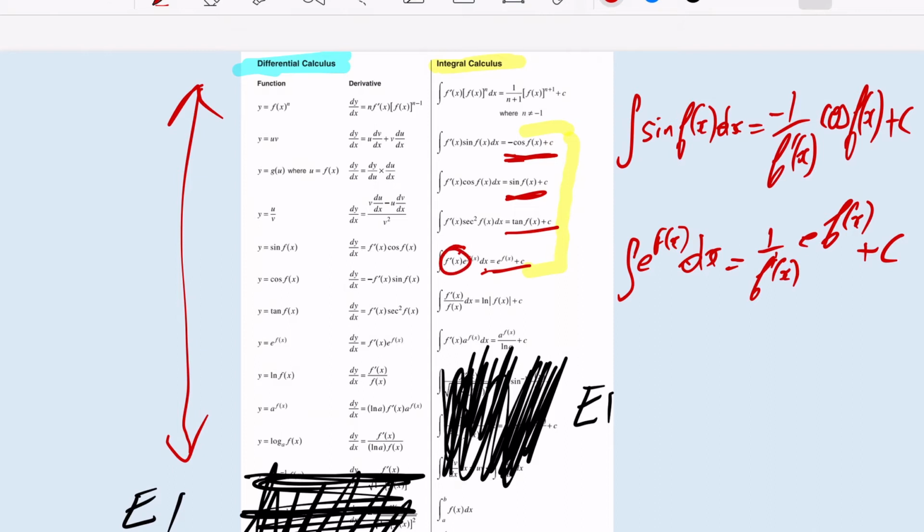Please note that f of x has been included into the integral in the integral statement. It's exactly the same, but if you're going to be using these formulas that have been provided, then move the f dash of x down to your denominators.